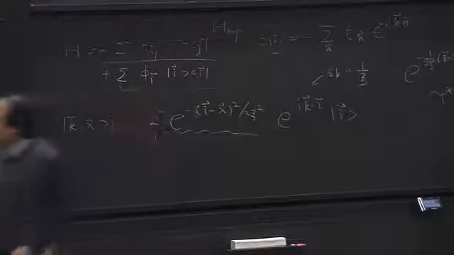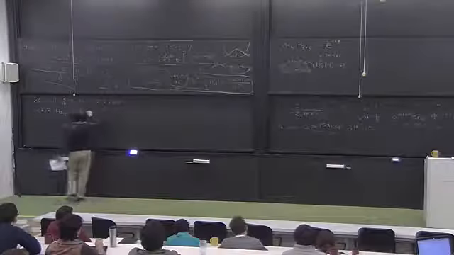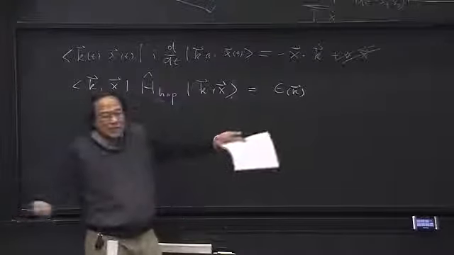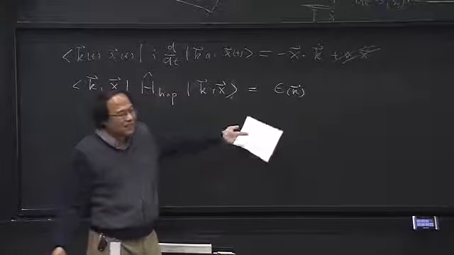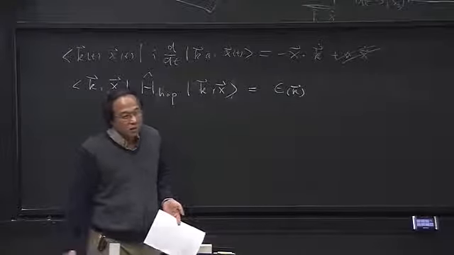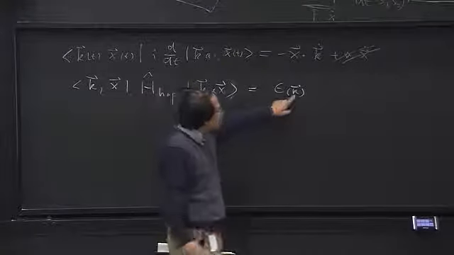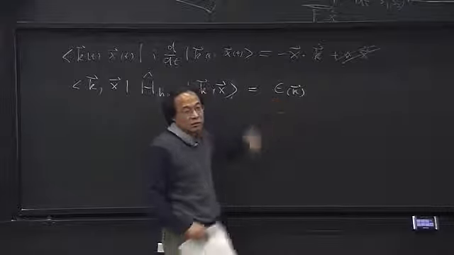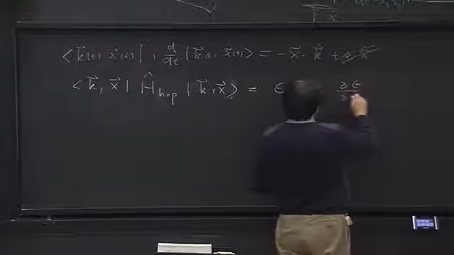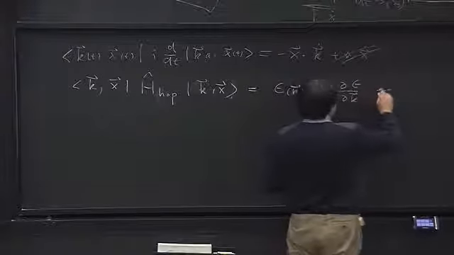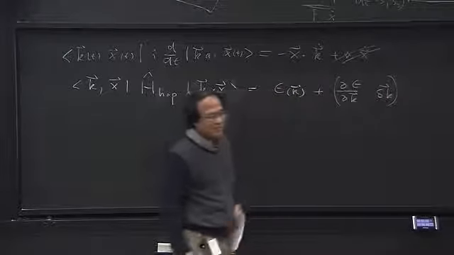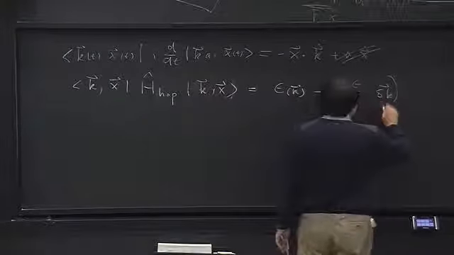Then this average is very easy to do. This is just epsilon k. If Kc is infinite, this is an eigenstate. So that's it. But Kc is not infinite. Kc is finite. If Kc is finite, that means k has some uncertainty here. So there's some error. But the error would be something like partial epsilon partial k times delta k, something of that order. But delta k is of order 1 over Kc.